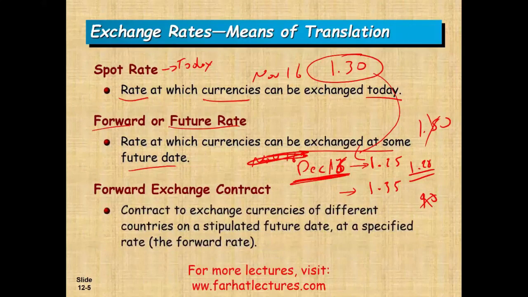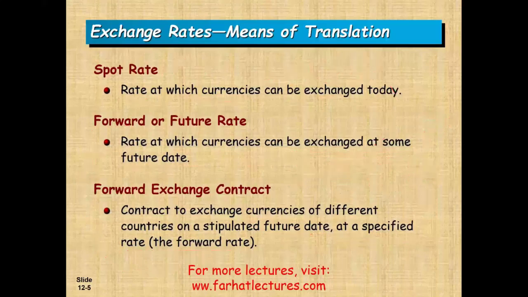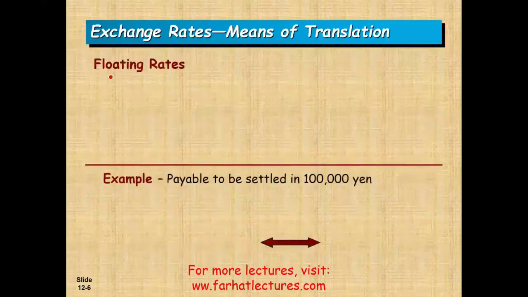Forward exchange rate, this is what I'm talking about now. It is a contract to exchange currencies of different countries on a stipulated future date at a specified rate. This is called the future rate. So how much do we agree to exchange the rate? Someone will say, pay me $100 today as a fee, and I will sell you the euro for $1.28 on December the 16th. So basically, they are guaranteeing it. It's their risk. You're going to pay them a fee. Okay, that's their job.